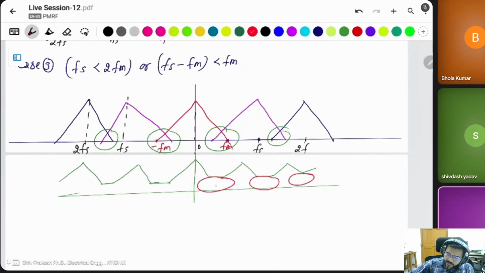This gap is known as the aliasing effect in sampling. It means if you reduce the sampling frequency to less than the modulated frequency or original signal frequency, then there is an aliasing effect, which reduces or disturbs the original signal. The output will not be the same as the original signal.